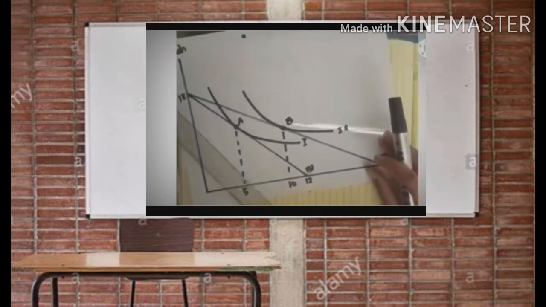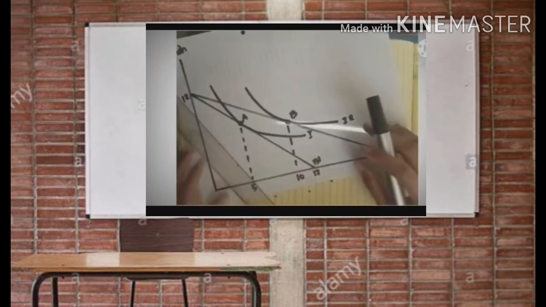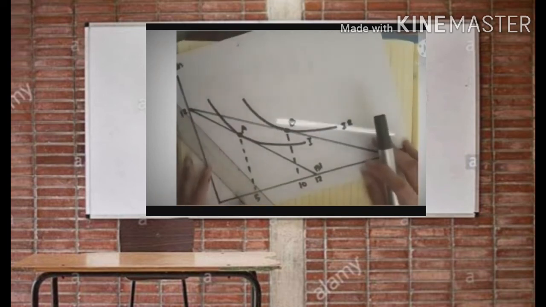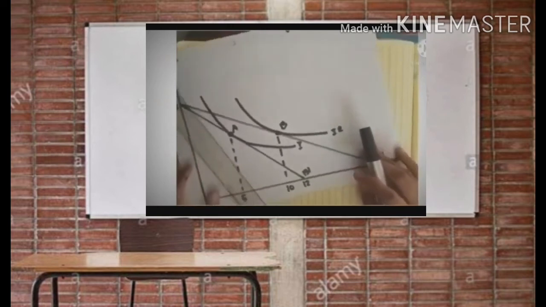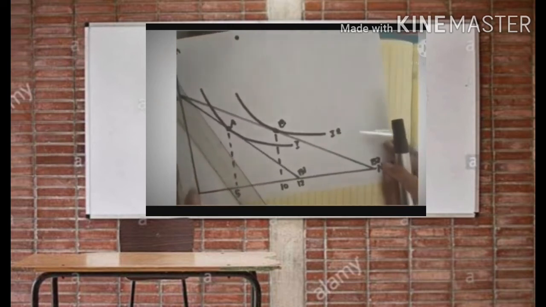The total effect is the substitution effect plus the income effect. The second reason is that the consumer now has more purchasing power than before. The real income has increased, which causes the increase in meat consumption. That's the second reason for the price change, the income effect.